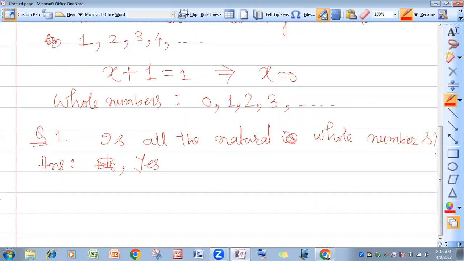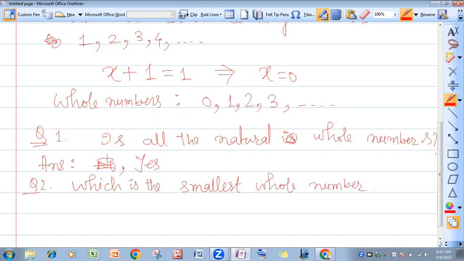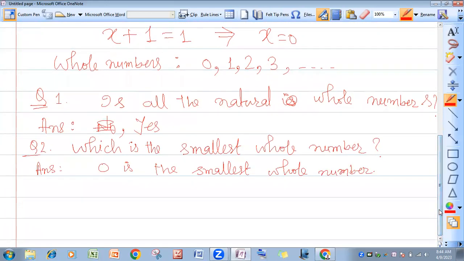Which is the smallest whole number? This can also be a question. The answer will be: 0 is the smallest whole number.